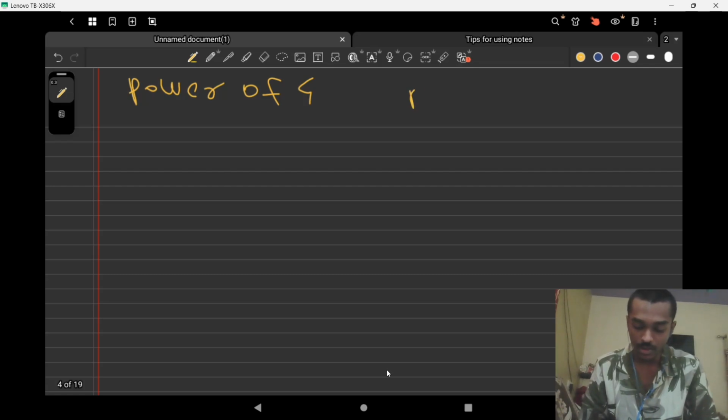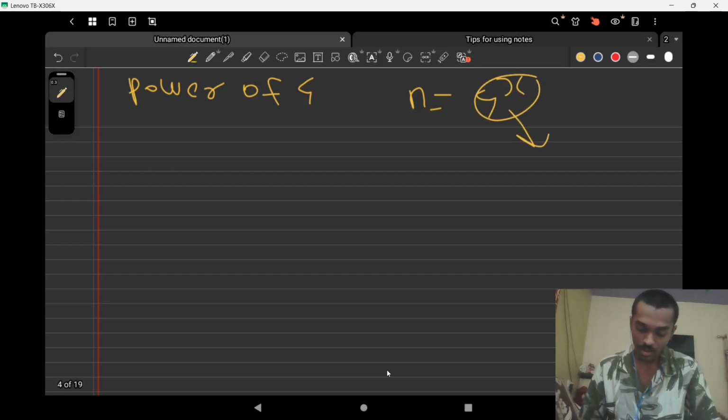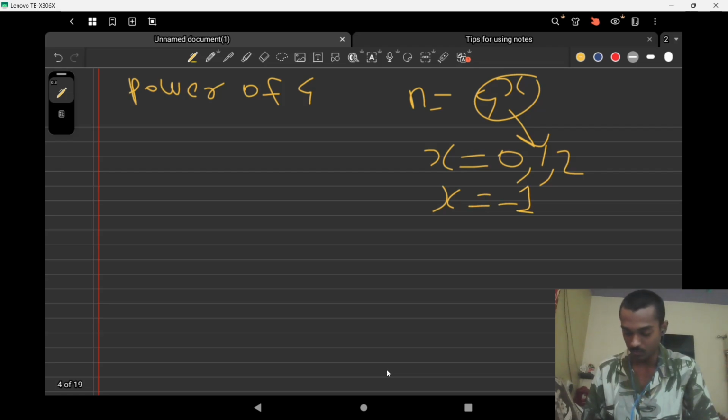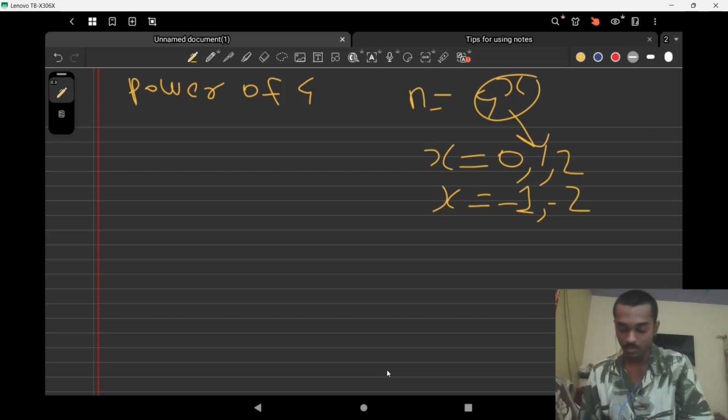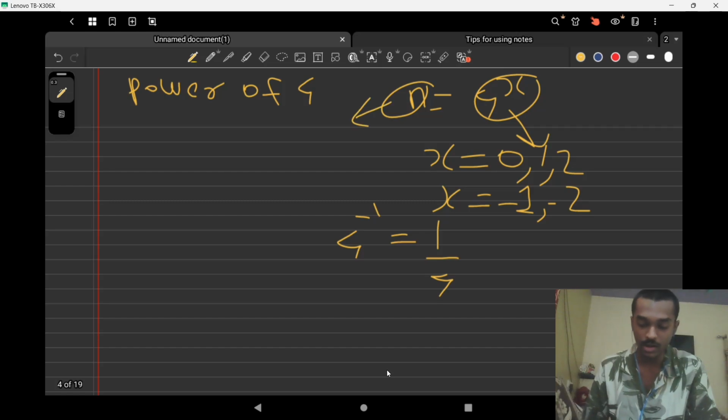So they are defining n as 4 to the power of x, meaning x can be anything, like 0, 1, 2. x can be a negative value also, like -1, -2. And what does a negative value say? 4 to the power of -1 is like 1 over 4. They specifically mentioned that n is an integer number, right? So we don't have to look for that.